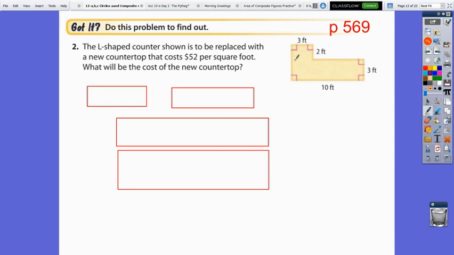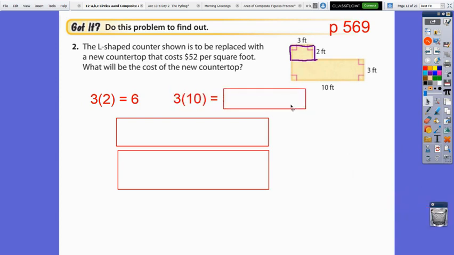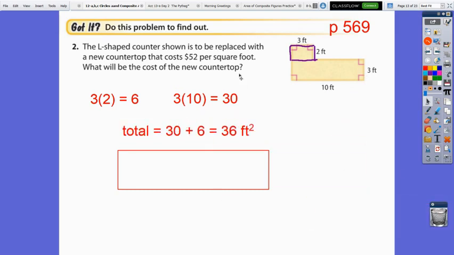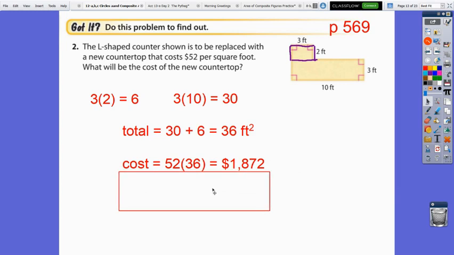Well, we can split this into 2 rectangles. The easier 2 rectangles are these 2. The smaller one, 3 by 2, or 6 square feet. The larger one, 3 times 10, or 30 square feet. Easy arithmetic here. The total square footage of the countertop then is 36 square feet. And since each square foot costs $52, we multiply to get the total cost. The countertop here is going to cost $1,872. That is not too far off from what these things cost. I can tell you from experience.